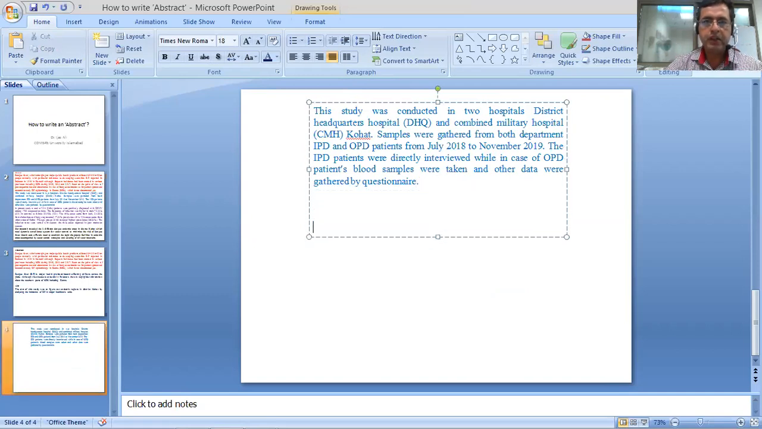Now we have to make changes to the methods, that how actually you can write the methods. If you look at the student's writing, he has written that this study was conducted in 2 hospitals, district headquarters, and combined military hospital cohort. Samples were gathered from both departments, IPD and OPD, from 2018 to 2019. So if you look at the sequence of events, or if you look at the wording of the sentences, these are not very clear. So these actually would not give a good impression to the reader.